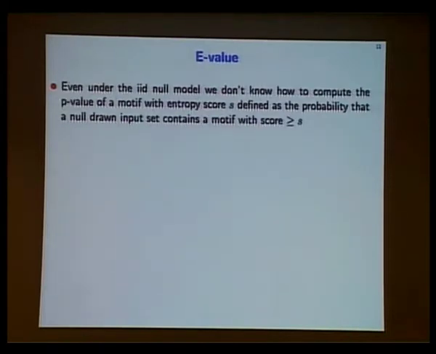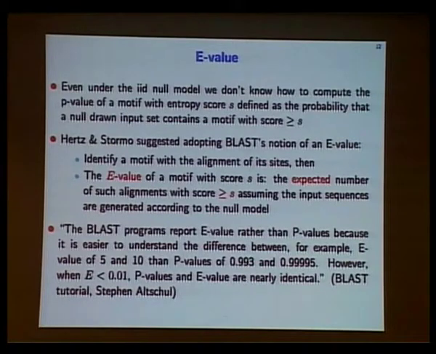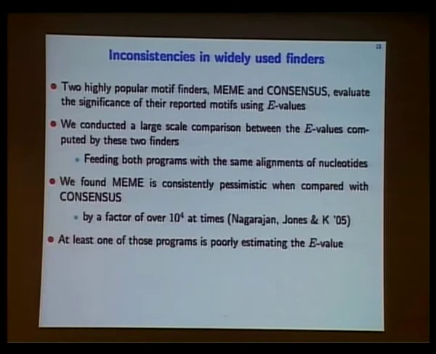I said that we don't know how to compute this p-value, so the idea, as in BLAST, was: why don't we compute the so-called e-value, rather than the probability of the input set containing an alignment of score greater or equal to S? Let's compute the expected number of alignments greater or equal to S. In BLAST it works very well, because it gives you a more reasonable intuition into the results. And when the value is small, there's hardly any difference between the two.